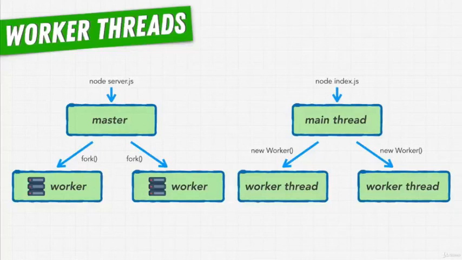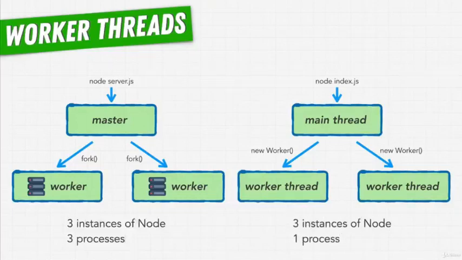Basically, you can think of the cluster module as allowing us to run multiple instances of Node in separate processes, while the worker thread module allows us to run multiple instances of Node in the same process by taking advantage of that V8 isolate feature that we mentioned. We'll see this whole flow in action when we write some code to take advantage of worker threads.